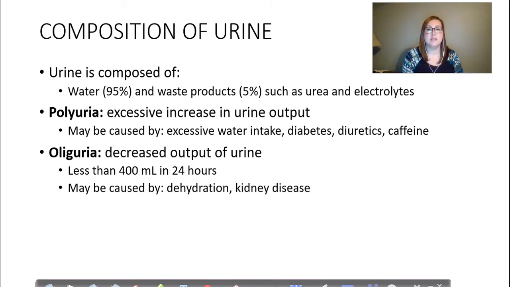And diuretics, that's a medication that helps the body get rid of extra fluid. It's often given in patients who have congestive heart failure or high blood pressure. So that causes the patient to void a lot. Oliguria is a decreased amount of urine output. It's usually defined as less than 400 mLs of urine in 24 hours. Dehydration can cause that, as well as kidney disease.